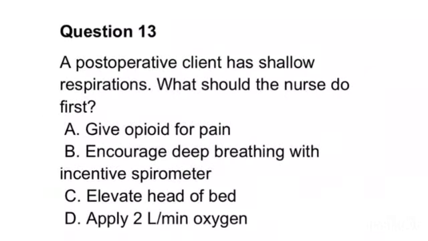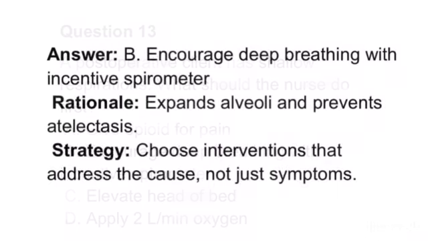Question 13. A postoperative client has shallow respirations. What should the nurse do first? A. Give opioid for pain. B. Encourage deep breathing with incentive spirometer. C. Elevate head of bed. D. Apply 2 liters per minute oxygen. Answer, B. Encourage deep breathing with incentive spirometer.